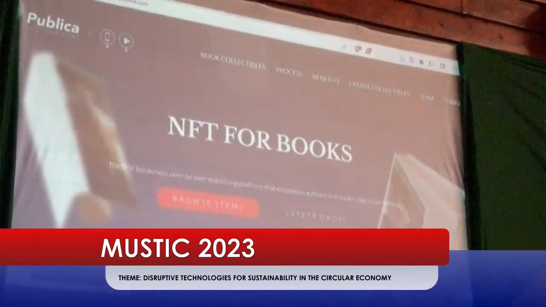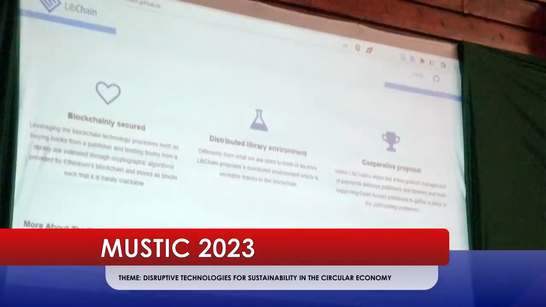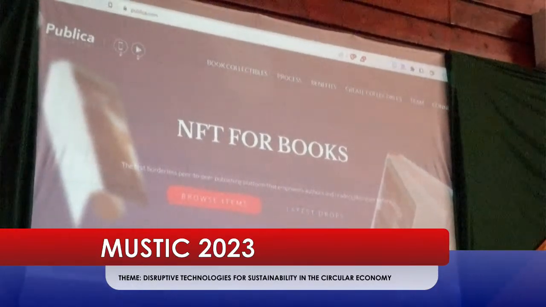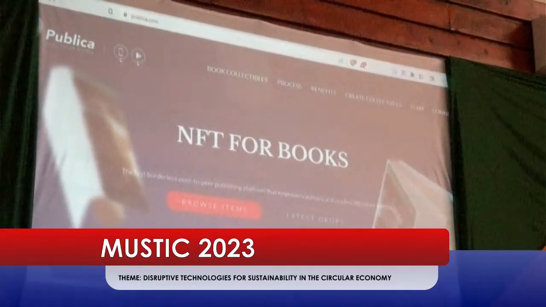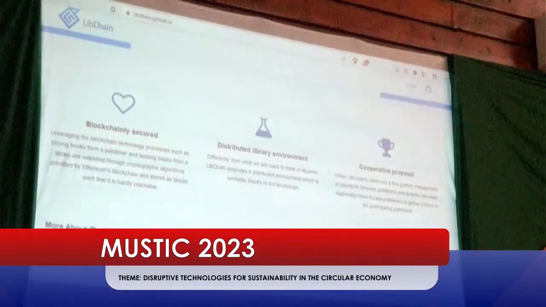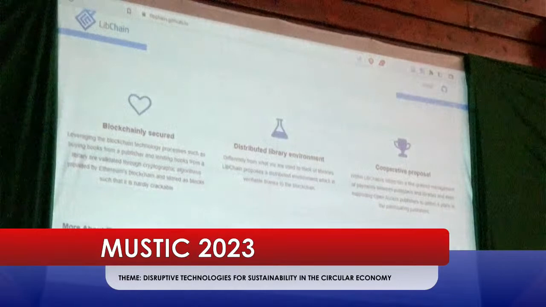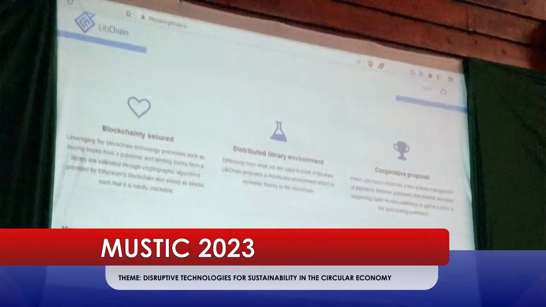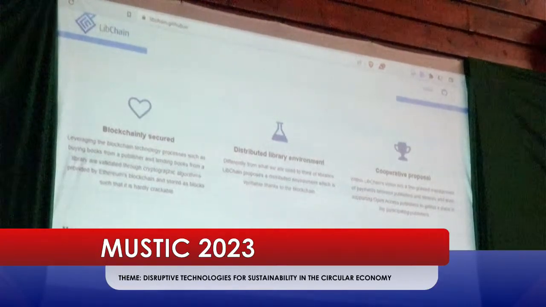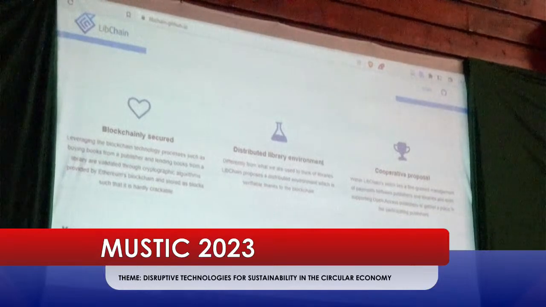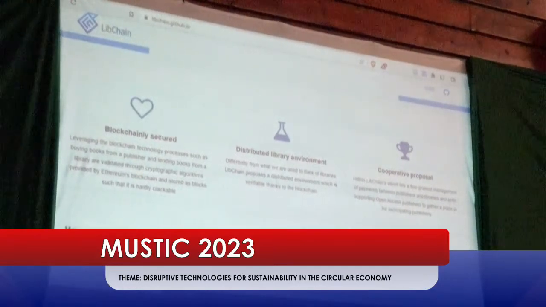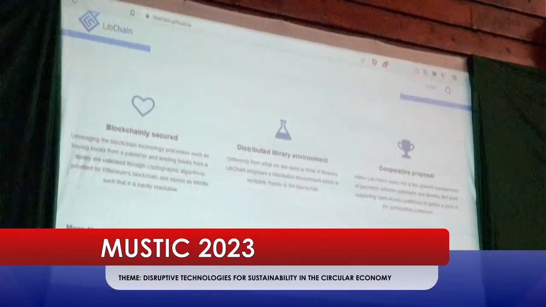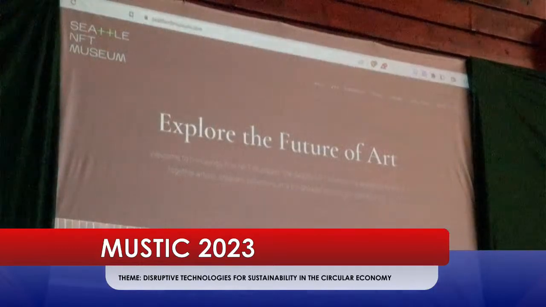Then there's this project called Publica that is using NFTs for books. So in this project, the authors and publishers use blockchain to be able to engage in transparent book processing. Then there's LibChain. This is experimental, and in this experimental project, the author tries to disrupt the library processes by using blockchain to be able to issue borrower cards and electronic resources in a transparent way, which is currently a little bit hard with the technology we have currently.